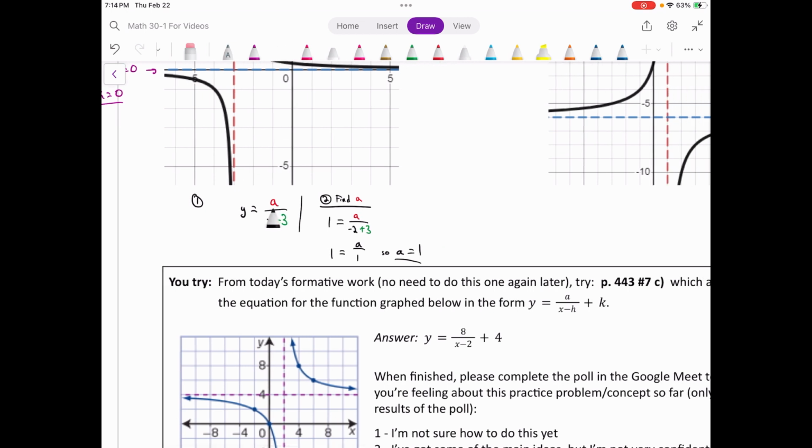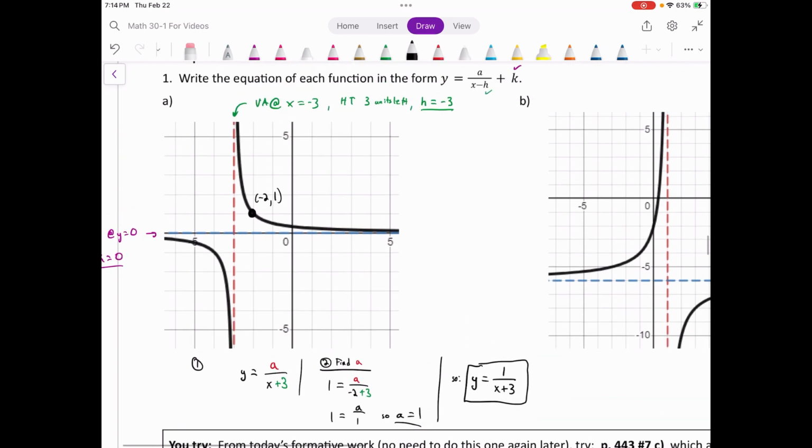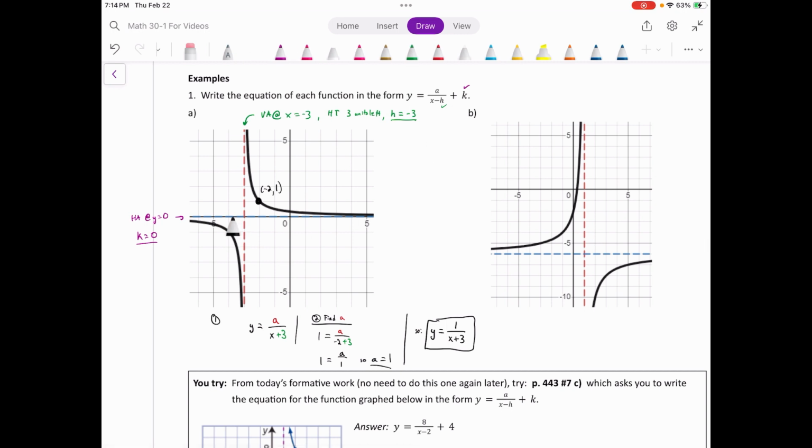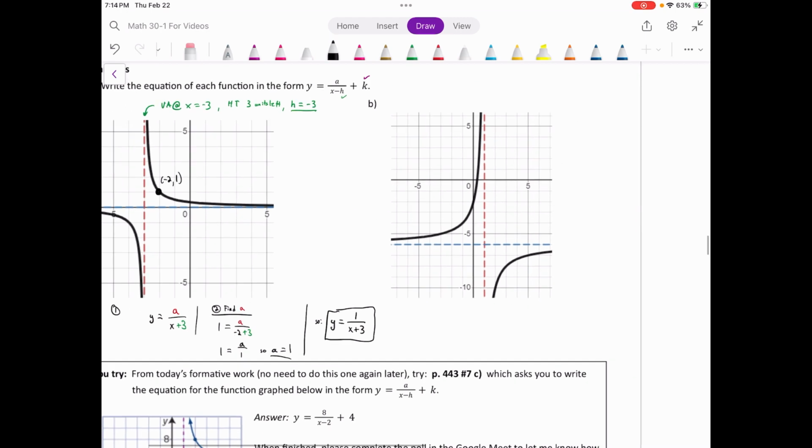We knew that y was equal to a over x plus 3. Now we know that a is just 1. So our equation is just y equals 1 over x plus 3. In other words, this really is just the graph of y equals 1 over x. All that's actually happened to it is it's been translated 3 units left. We picked out h from the vertical asymptote, k from the horizontal asymptote, and then plugged in a point to solve for the a value. Not so bad, right? Kind of fun.